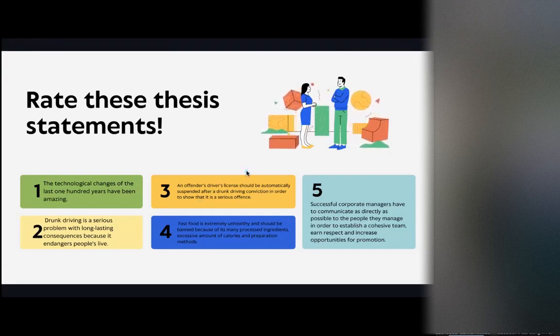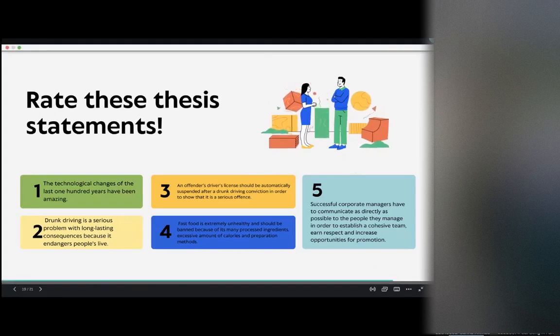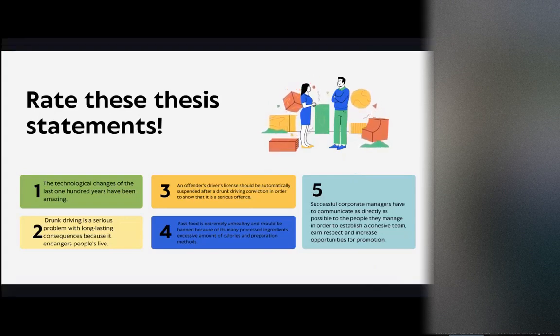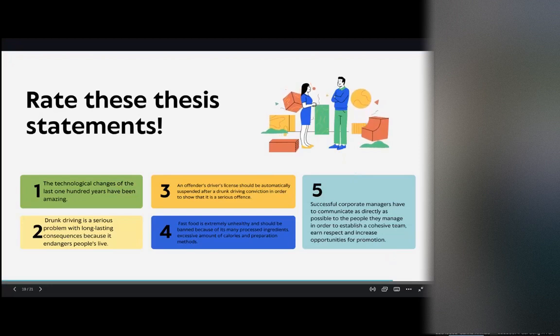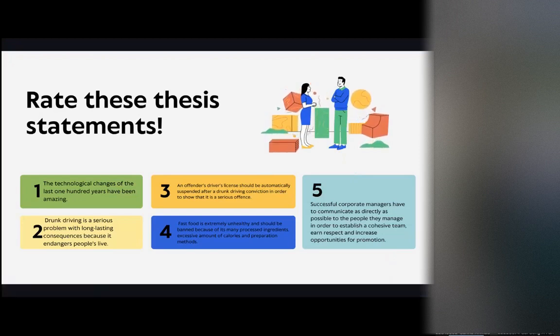An offender's driver's license should be automatically suspended after a drunk driving conviction in order to show that it is a serious offense. It sounds like a statement to me. But do you think it's good, bad, needs improvement? Oh, I see different results. I see a shocked face. I see clapping hands. I see a no for some reason. So I see those three things. What do you think, Masa?